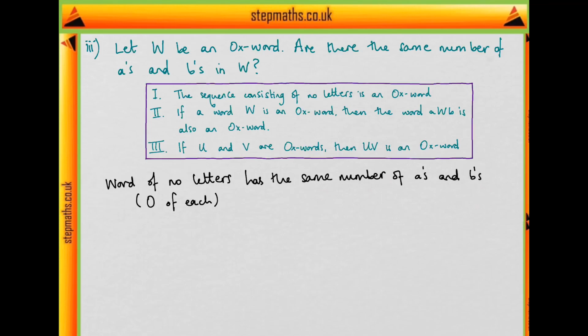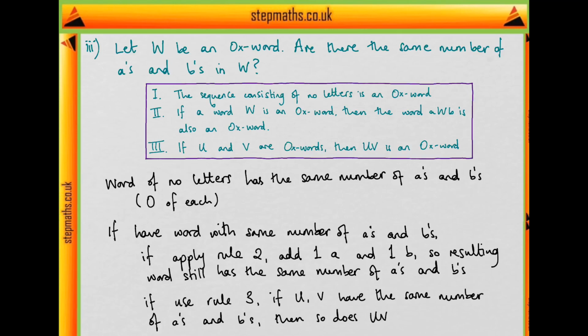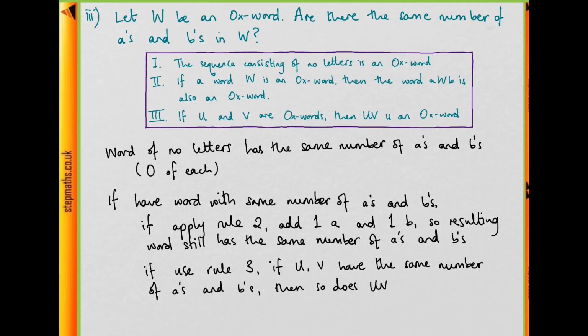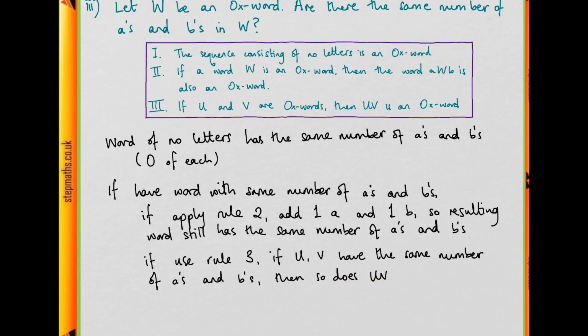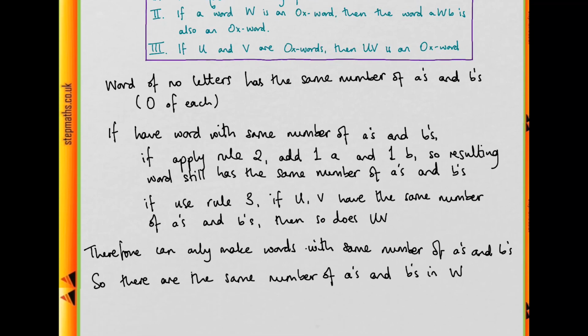So if we have a word that has the same number of A's and B's, and we're doing rule 2 on it, then we're adding an A and a B. So we've added the same number of A's and B's, so the resulting word is still going to have the same number of A's and B's in it. And if we're using rule 3 with two words that have the same number of A's and B's, then when we put these two words together, we're still going to have the same number of A's and B's. So therefore, from our rules, we can only make words with the same number of A's and B's. And so there are the same number of A's and B's in W.